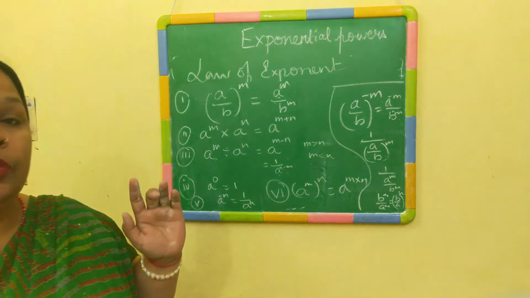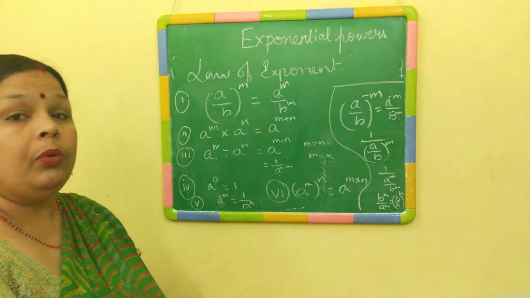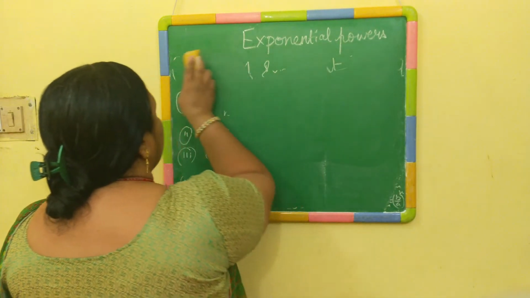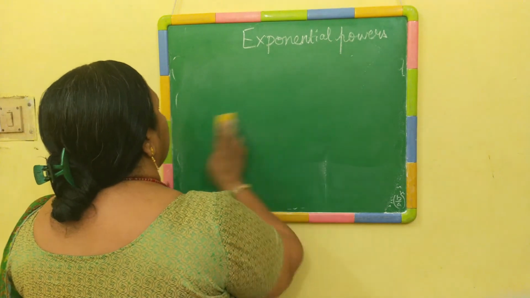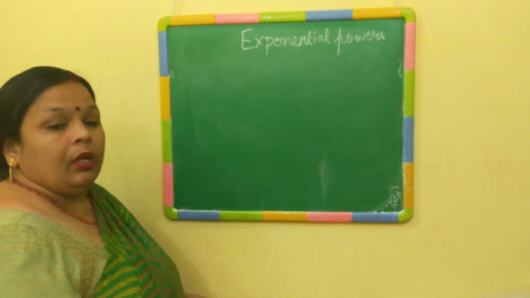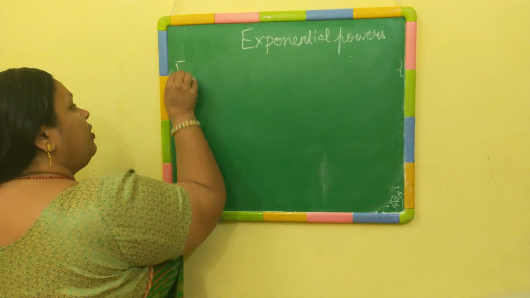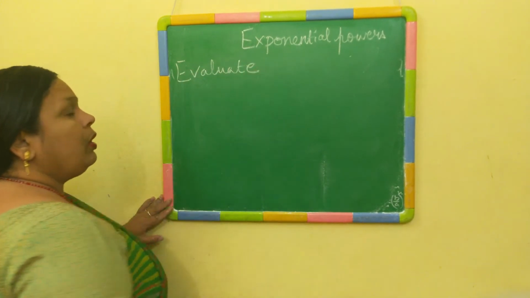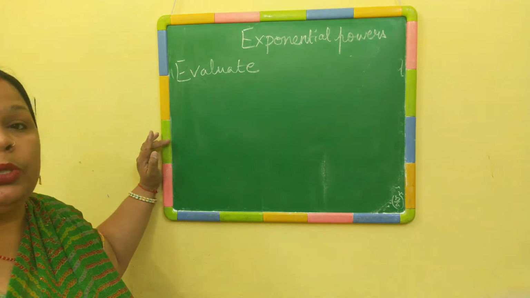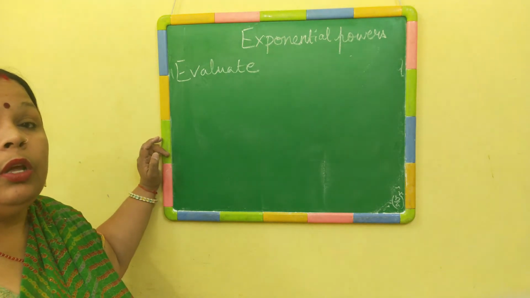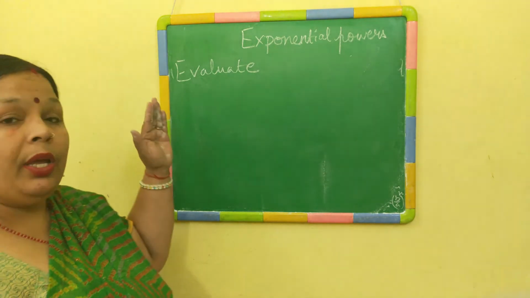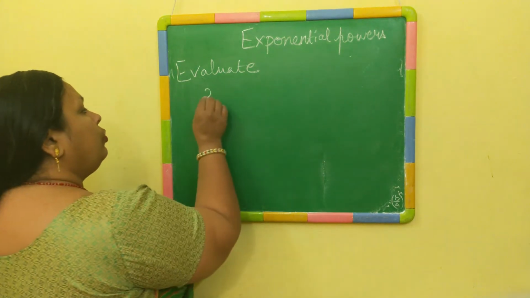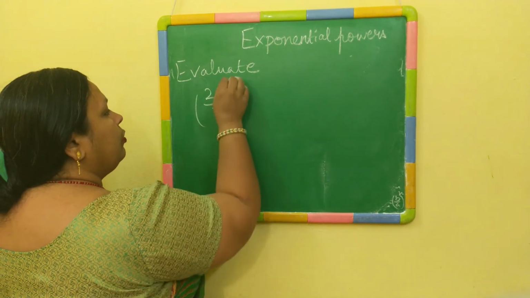Clear? So let's take a few examples and we'll be solving them. Now the examples are, if evaluate is given. What is evaluate? Evaluate is, when problems in power and exponential form are given, you are supposed to exactly find the value of them. Like 2 by 3 power 4.